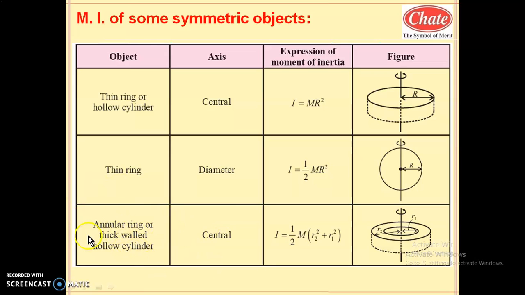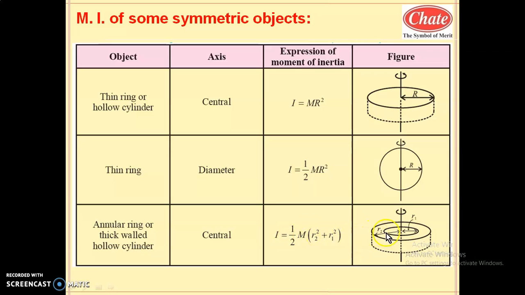What is the moment of inertia about the central axis? The moment of inertia about the central axis will be half m (r2 square plus r1 square).